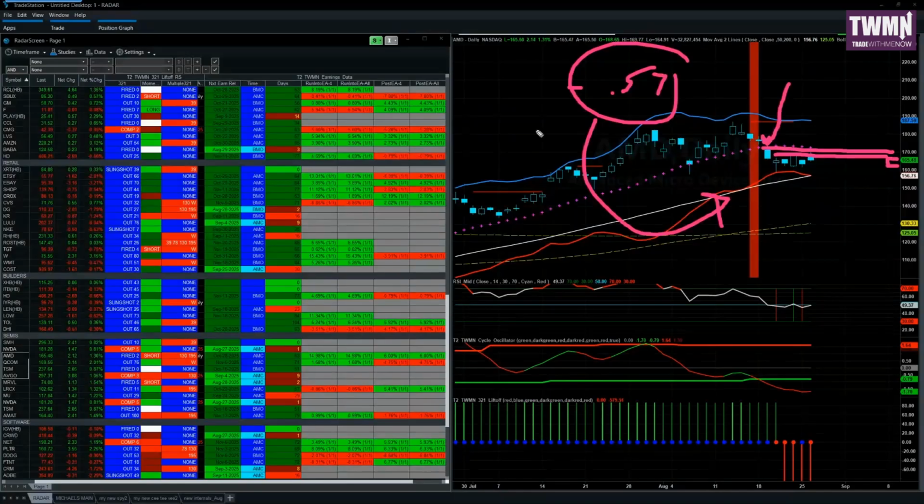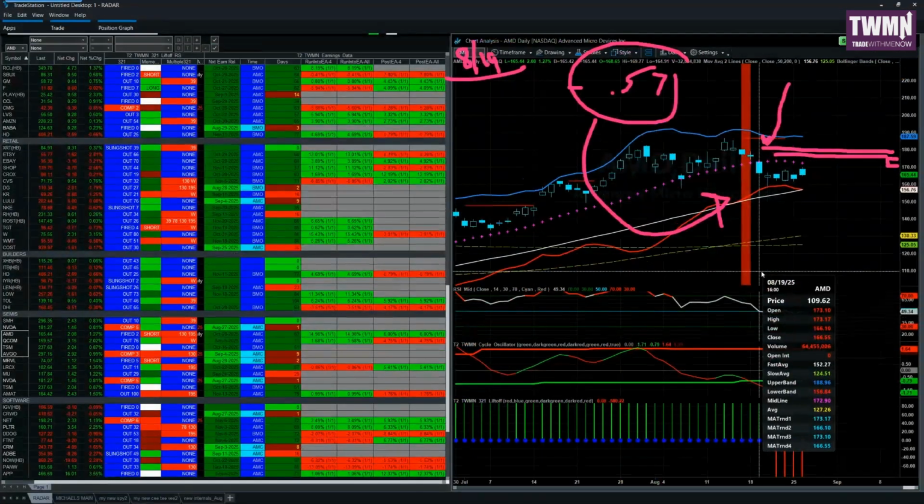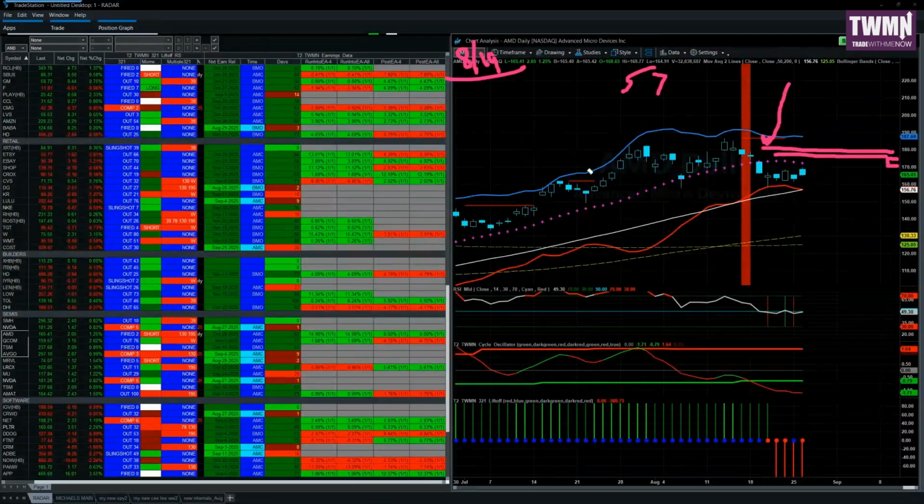So on 8/19, this is a good review of this trade. On 8/19, ding, ding, ding, ding, ding. Everybody see it? First of all, is everybody clear about the setup? At least some aspect of it. Do you all see the setup of the trade? Hold, hold, hold, break. Everybody see the break?